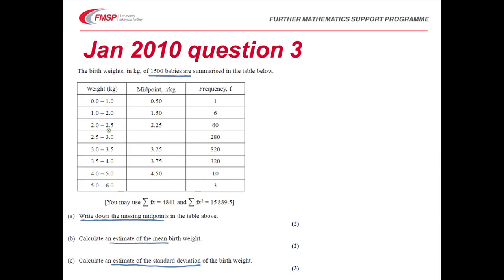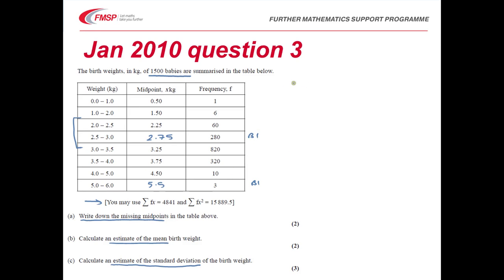The first thing to bear in mind is the data is grouped, but there are no gaps in the data, so we can use these as our class limits. Also we are given summatives. We know what sum of fx is, we know what sum of fx squared is, which is going to make life a little bit easier. To find the missing midpoints, that's quite nice in this case. We just need to find the midpoints of 2.5 and 3, and likewise of 5 and 6, which is going to give me 5.5. So we get a B mark for each of those. B marks are independent marks.